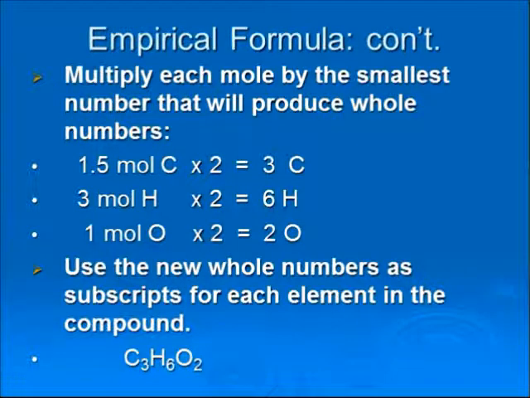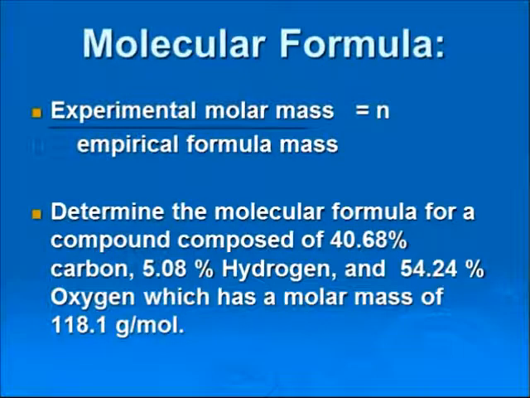Now, once I get done with empirical formula, we've got to figure out the molecular formula. Again, just another step further, but you're using the things that we've been learning. What I do is take the experimental molar mass, whatever they give me in the problem, and divide that by the empirical formula's mass once I find it, and that's going to give me an n, the ratio I need to multiply the empirical formula by. So here's an example.